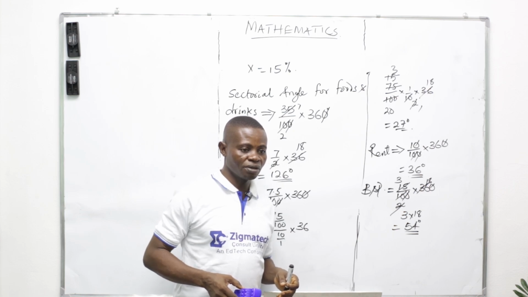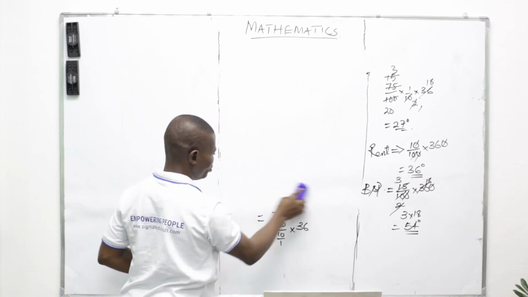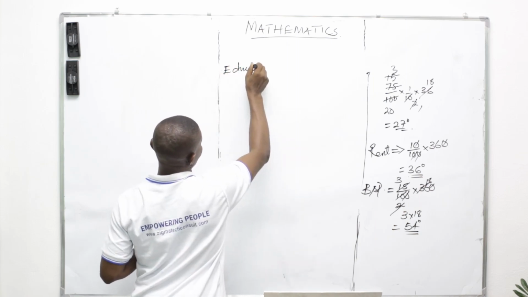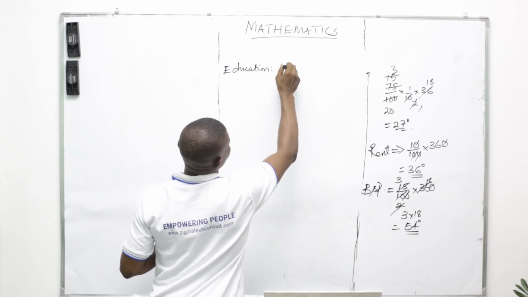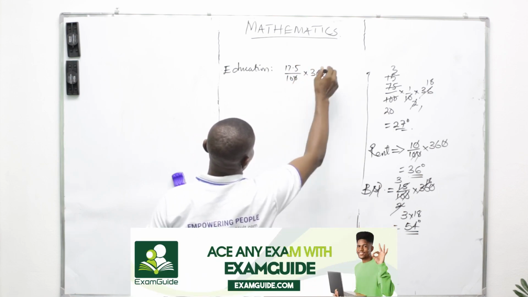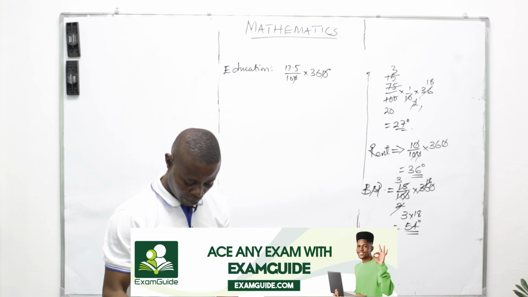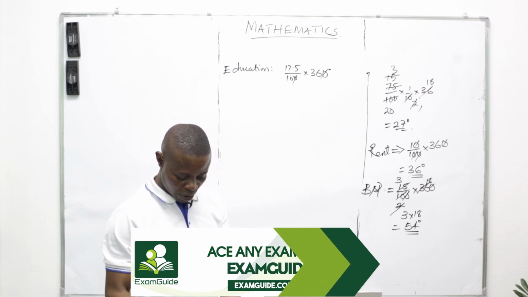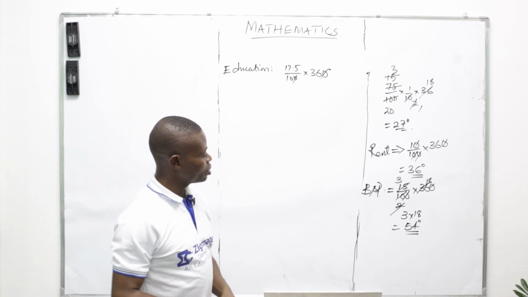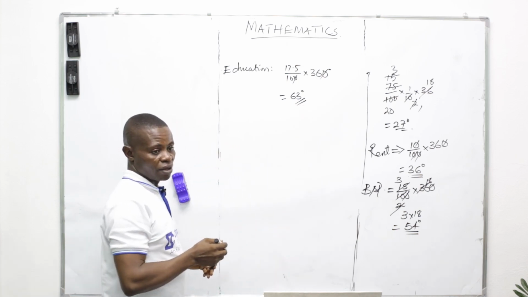Now let us solve for education. Education, sectorial angle, 17.5 all over 100 times 360 degree. 17.5 divided by 100 multiplied by 360. 63 degree. 63 degree. Finally, savings.